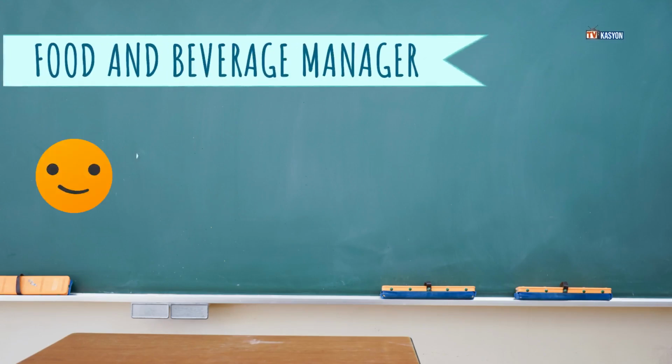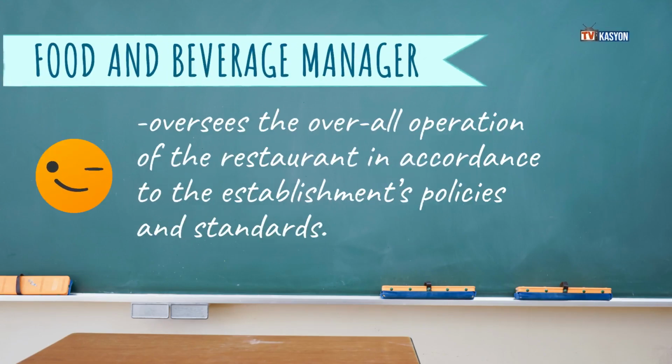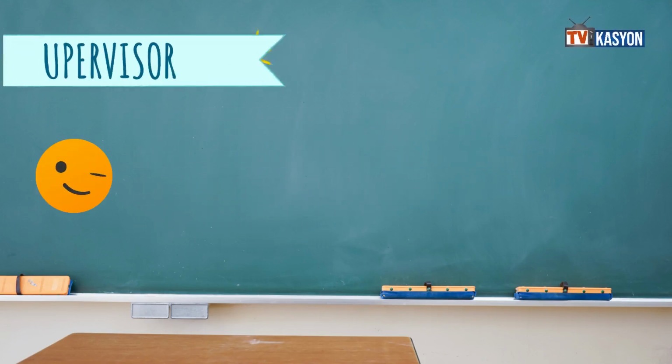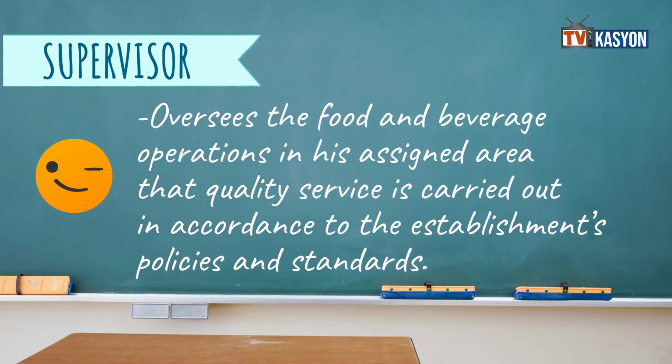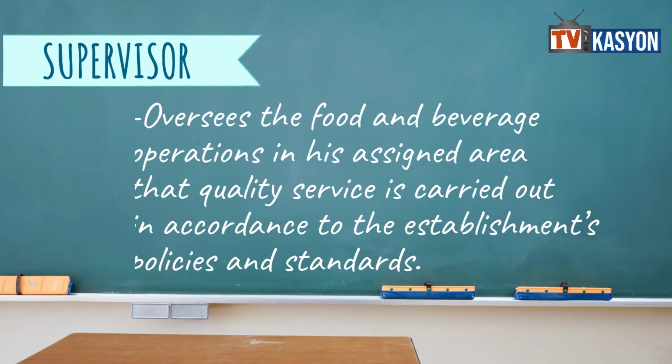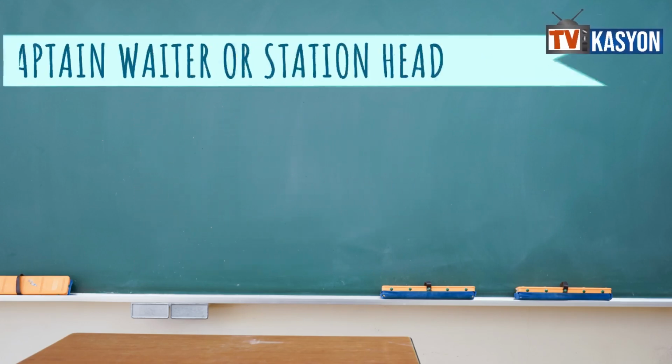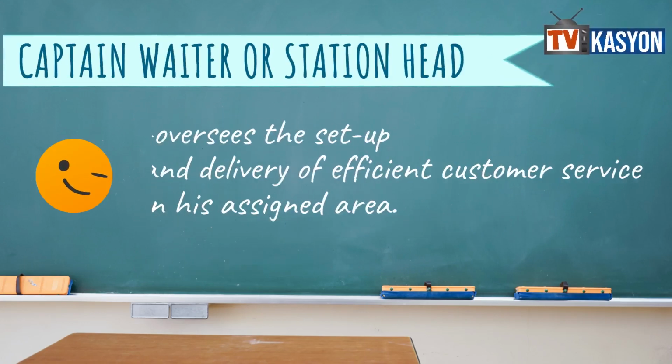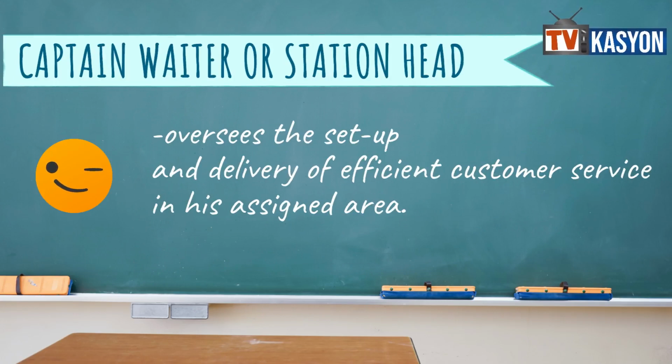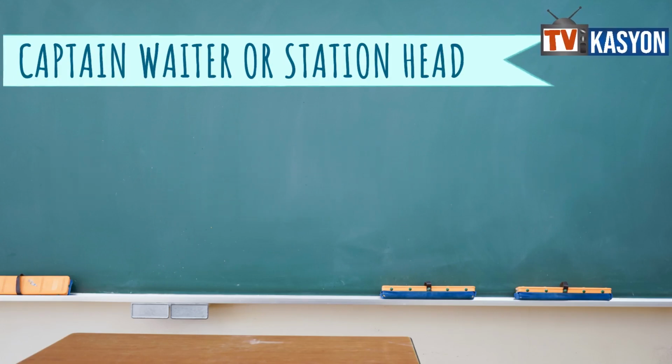Food and Beverage Manager oversees the overall operation of the restaurant in accordance to the establishment's policies and standards. Supervisor oversees the food and beverage operations in his assigned area so that quality service is carried out in accordance to the establishment's policies and standards. Captain Waiter or Station Head oversees the setup and delivery of efficient customer service in his assigned area.